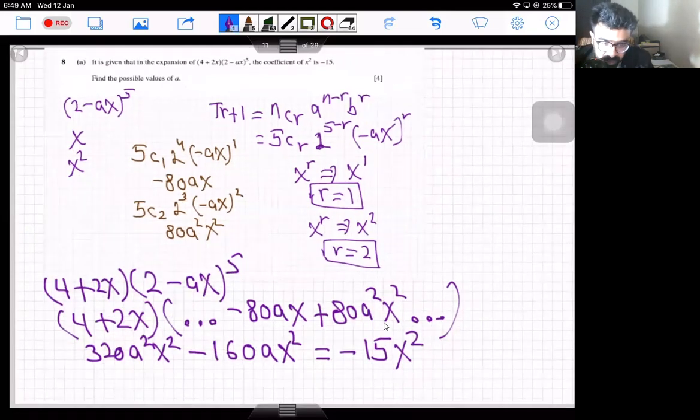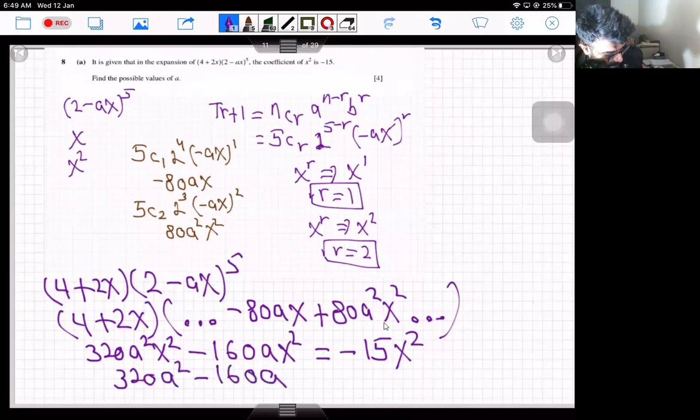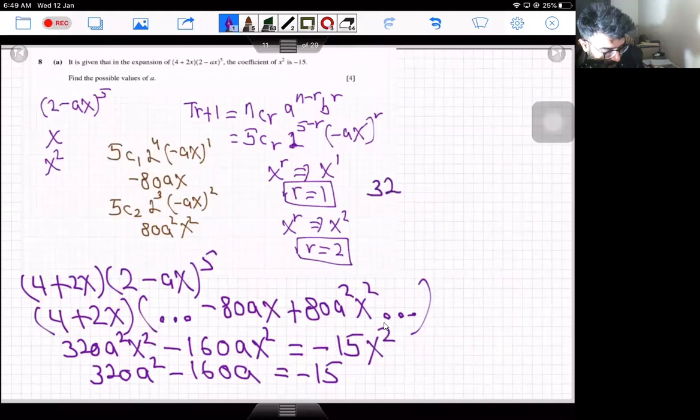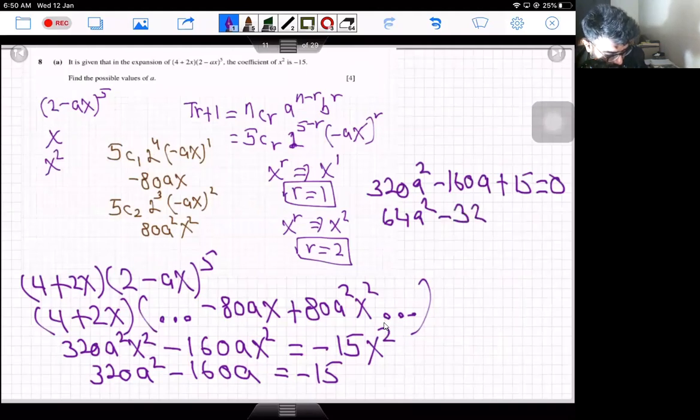Now what we need to do is just equate the coefficients. So therefore 320a square minus 160a is equals to minus 15. So now we have actually obtained a quadratic equation in terms of a, which is 320a square minus 160a plus 15 equals to 0. If we divide all of these three terms by 5, so we have 64a square minus 32a plus 3, and this is equal to 0.